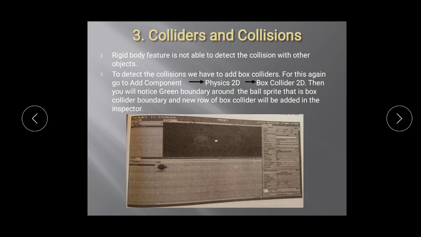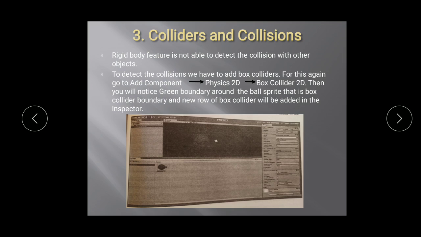Next is colliders and collisions. The rigid body feature is not able to detect collision. What is collision? When images overlap or rub against each other, we have collisions, which is not applicable to rigid bodies. They can only move up, down, here and there.